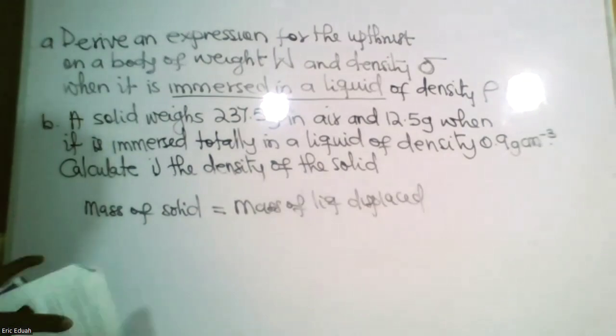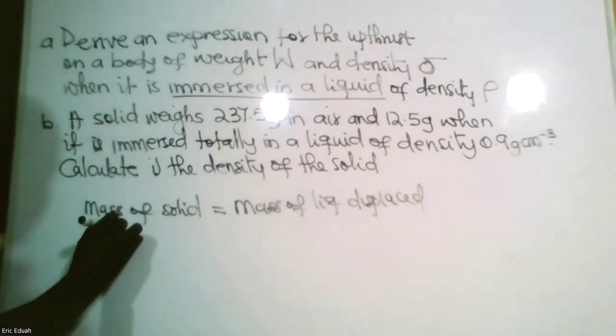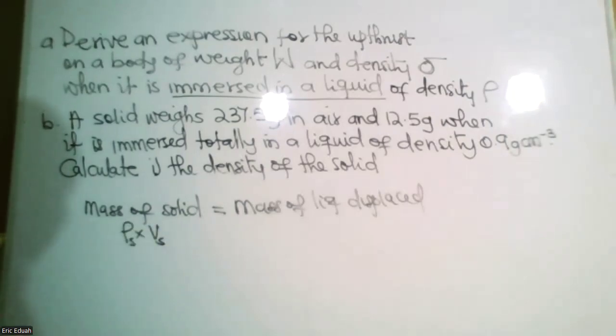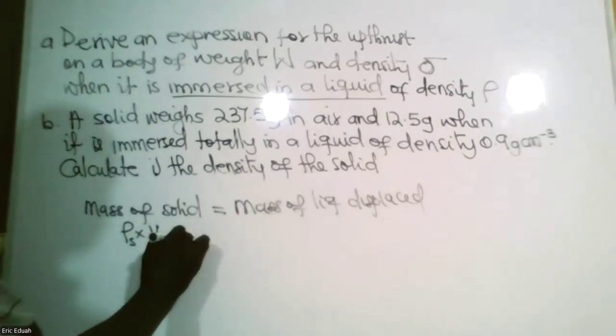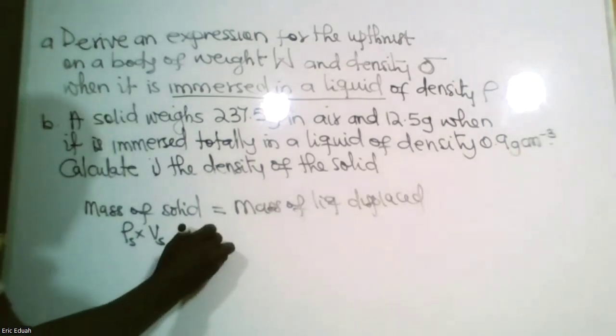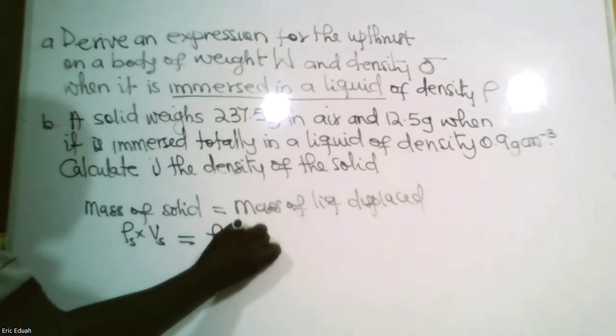Mass of the solid is density of solid times volume of solid. So density of solid times volume of solid is equal to mass of liquid displaced, which is density of liquid times volume of liquid.